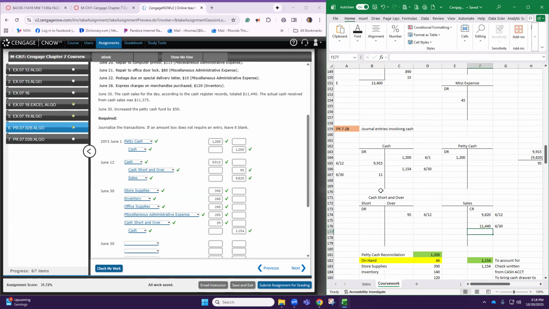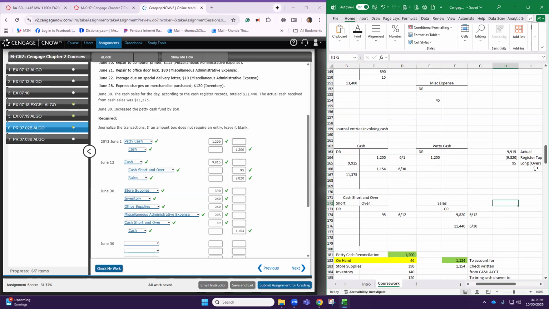11,440 is what the cash register sales say, and the actual cash count, where you actually count it, is 11,375. Okay, so there's a difference, right? So this time, instead of being over, it's going to be short. So we're just going to take this, bring it down, and put this in here.